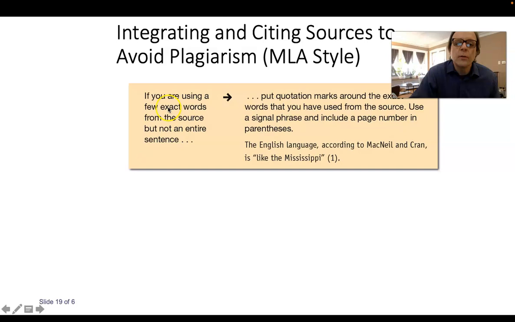If you're using a few exact words, so sometimes you just want to put a couple of their words, only those go in quotation marks. You can see right here, same kind of format, but we have a comma. The English language, according to McNeil and Cran, now you're still attributing it to them, but you just have these few words that you borrowed from them, and you still have the page number.